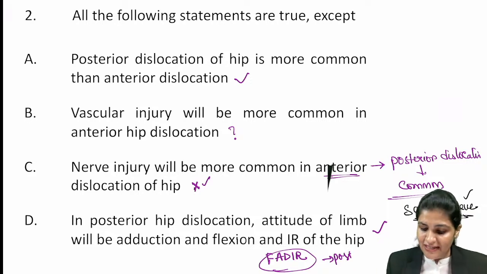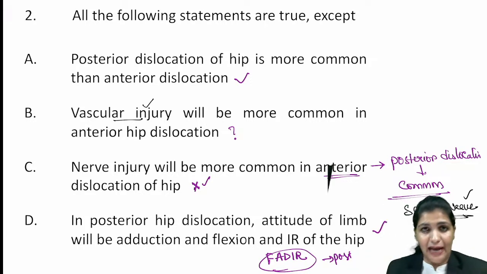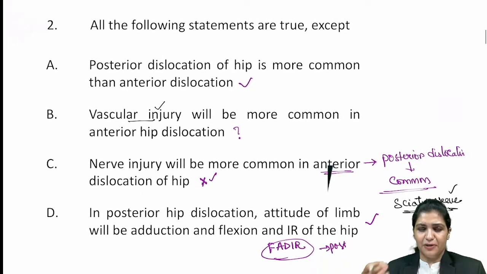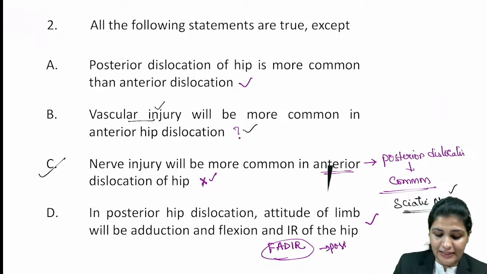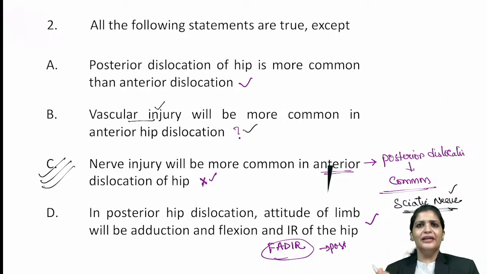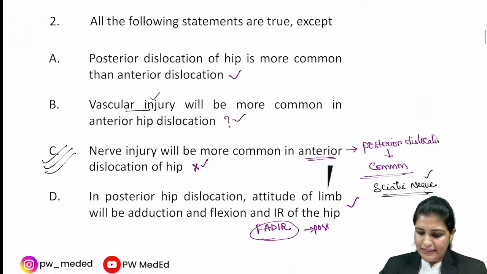And now coming to this, usually vascular injury is not very common, but in case of anterior hip dislocation this is also a correct statement. Sometimes vascular injury can be seen in anterior hip dislocation, but compared to C and B, I feel C is the most incorrect one. So the answer here would be C, and vascular injury is seen in case of anterior dislocations, right? So this is the answer for this.